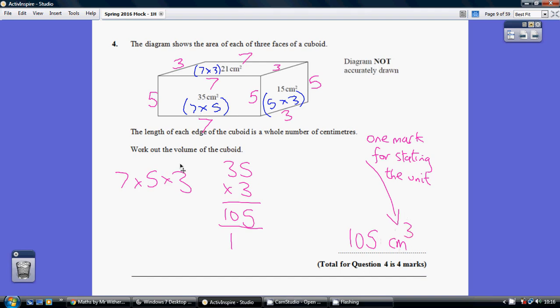And remember, for volume, which is 3-dimensional, the units would be something cubed. For area, which is 2-dimensional, something squared. And just for a length, it would just be the unit on its own.